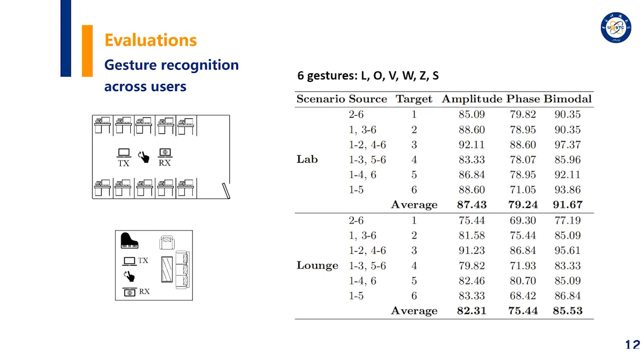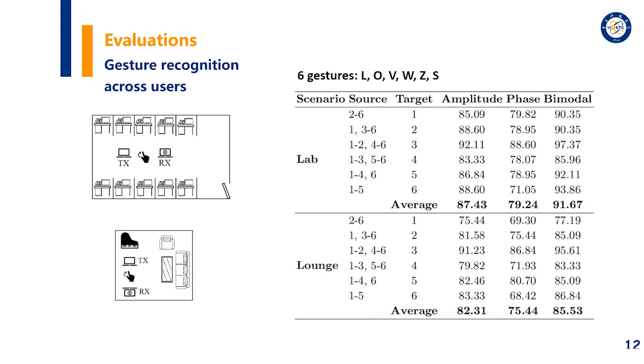We used the source domains and 1 sample per gesture in the target domain to train the adaptation model and test it on the target domain. The method was evaluated on all the users, with each user as the target domain in turn. The average accuracy achieved 91% in the lab and 85% in the lounge.